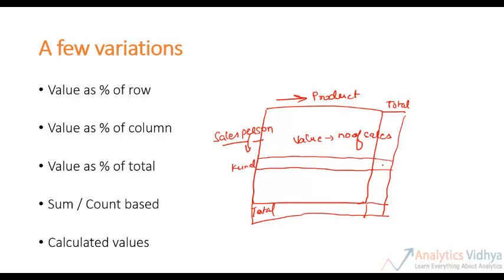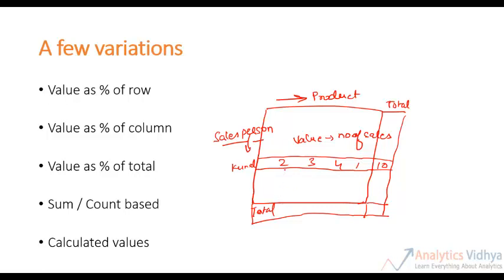So if he has done, let's say, 10 sales, distributed among various products, you want to look at these fields in terms of the percentage of total. That's essentially percentage of a row. So this is 20%.